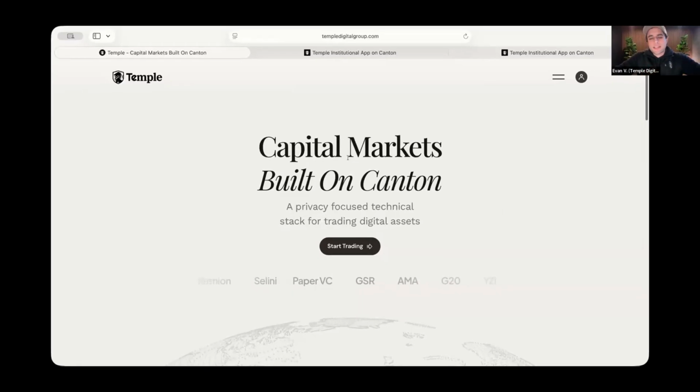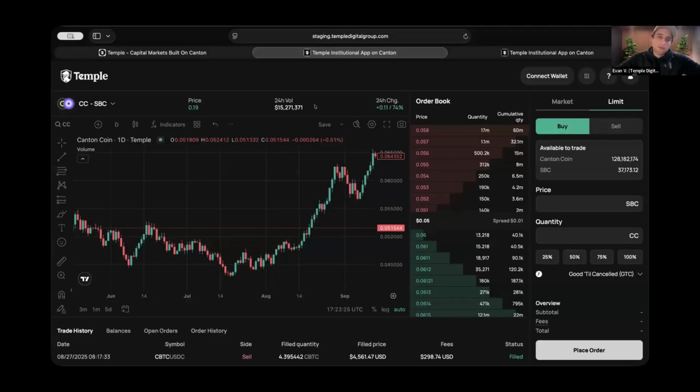We're building a privacy-focused technical stack for trading digital assets on the Canton network. We're starting with the launch of our product in the next few days. We have multiple products that we'll be launching over the next few months, but we decided to prioritize a central limit order book that allows you to trade multiple different assets throughout the Canton network using an off-chain matching engine with on-chain atomic settlement.